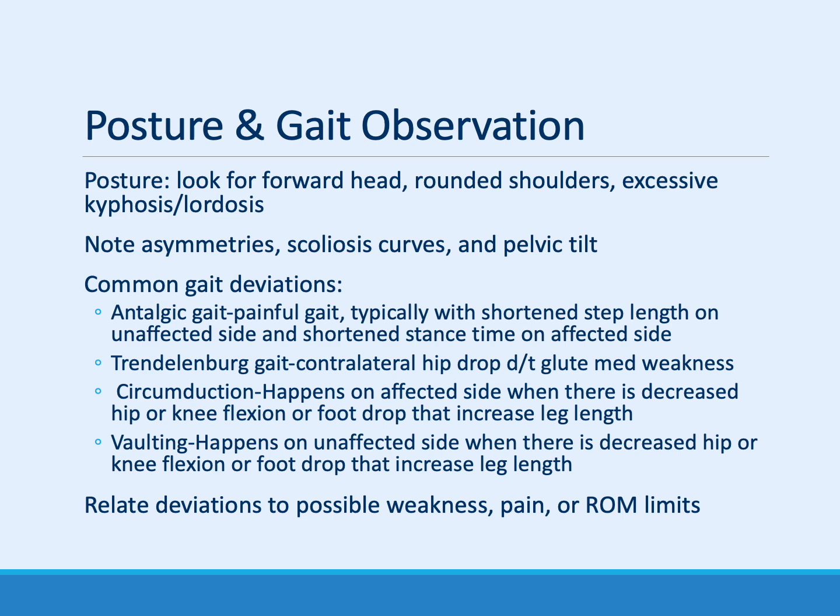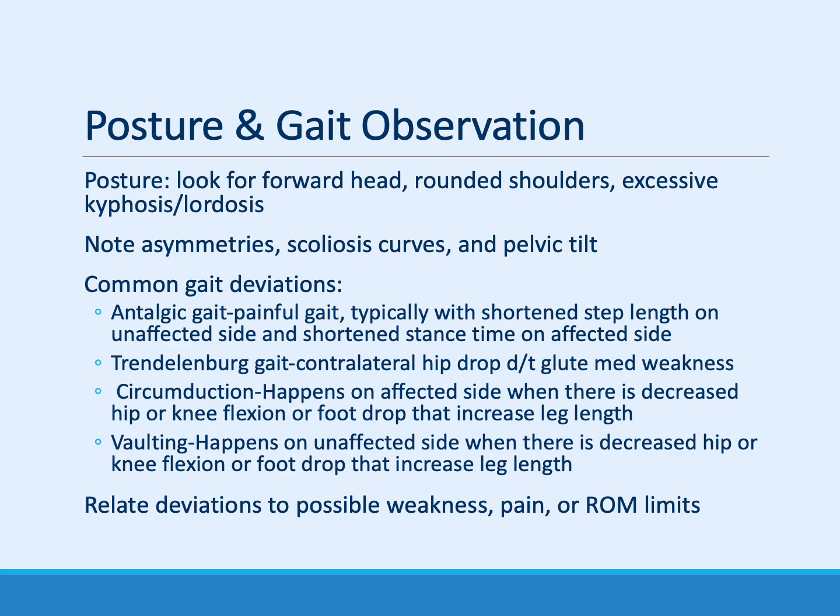Posture and gait are going to be considered data collection because they give you a ton of information quickly. In standing posture, we want to look for things like forward head, rounded shoulders, increased or decreased kyphosis, increased or decreased lordosis, a scoliosis, or a pelvic tilt.